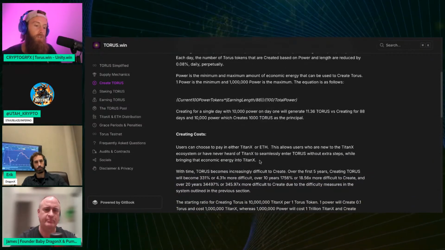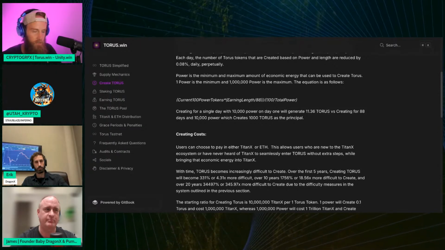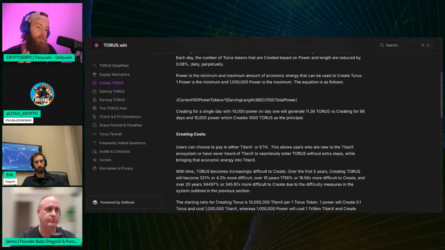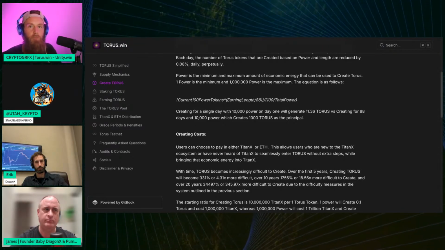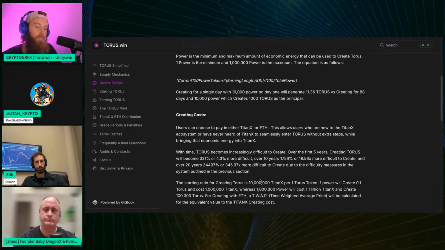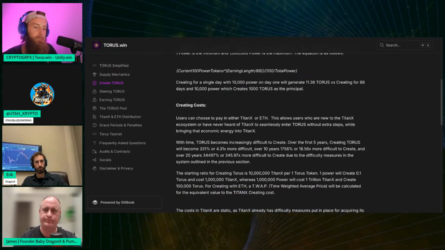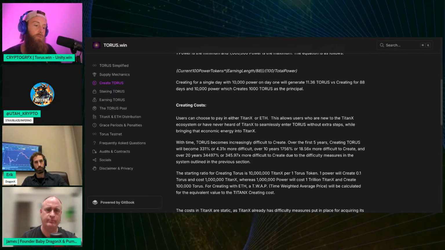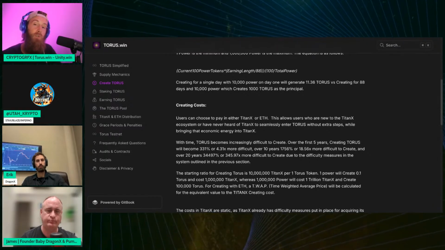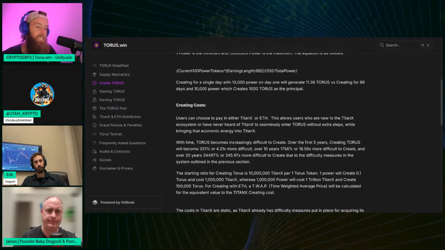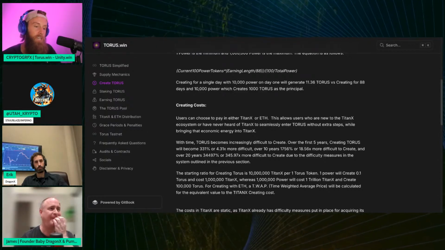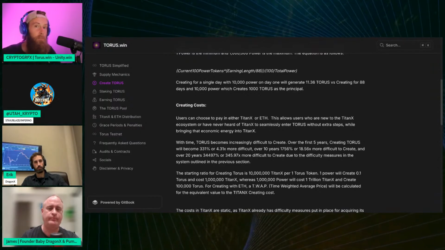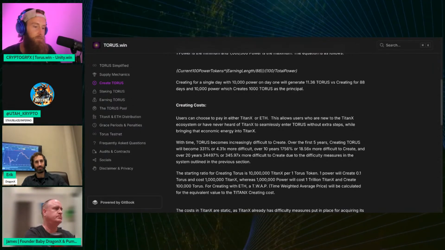Now, like I said before, creating costs can either be in TitanX or ETH. Okay, this allows people to come in with it, whether they know TitanX or not, bring ETH into the system, and just make things as seamless as possible. So a quick overview over what the future looks like for the difficulty. As time goes on, Torus gets more difficult in TitanX terms. So over the first 5 years, creating Torus will become 4.31 times more difficult in TitanX terms alone. Over 10 years, it'll become 18.5 times more difficult to create. And over 20 years, it'll be 346 times more difficult to create on top of whatever TitanX does. So think about that. That's pretty huge.